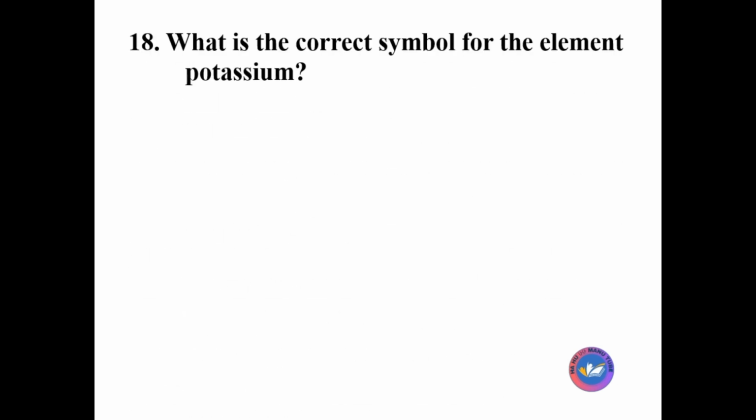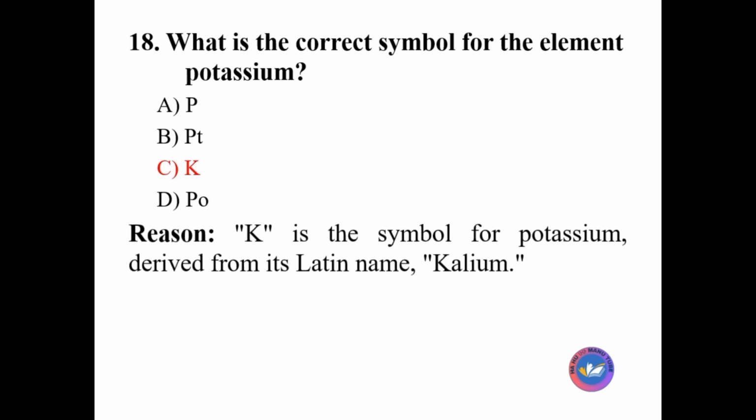Question number 18. What is the correct symbol for the element potassium? A. P, B. Pt, C. K, D. Po. The answer is K. K is the symbol for potassium, derived from the Latin name kalium.